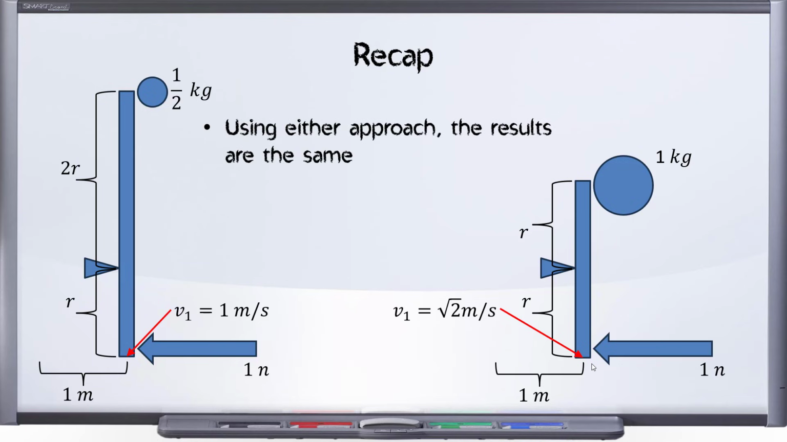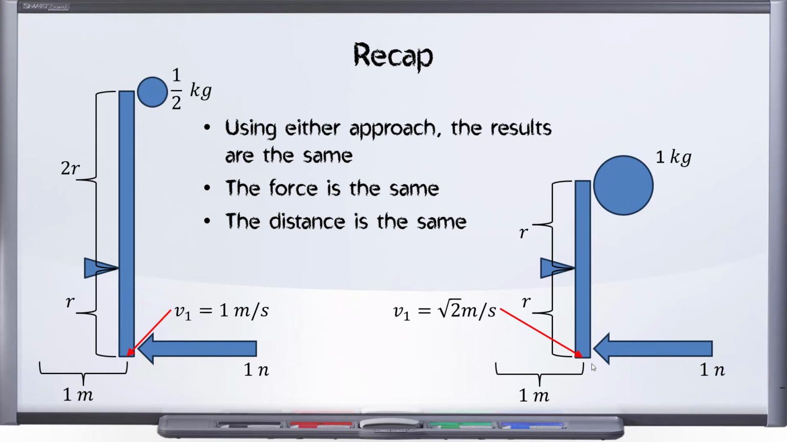Using either approach, we got the exact same results. Those results are that even though we use the exact same force in both cases, and we applied that force over the exact same distance, the velocities that we get are different. The only way that can be true is if we applied that same Newton for different amounts of time towards different masses. And that's exactly what we've done. We've applied our energy to different masses, resulting in the same total kinetic energy by applying that force for different amounts of time.